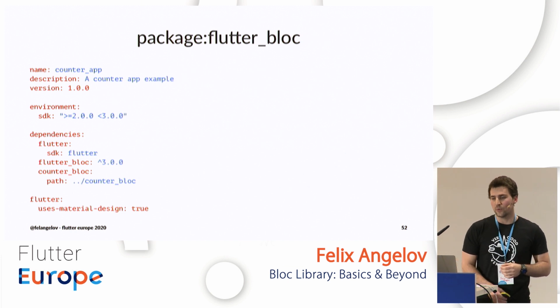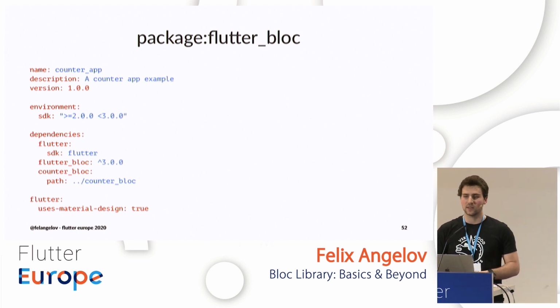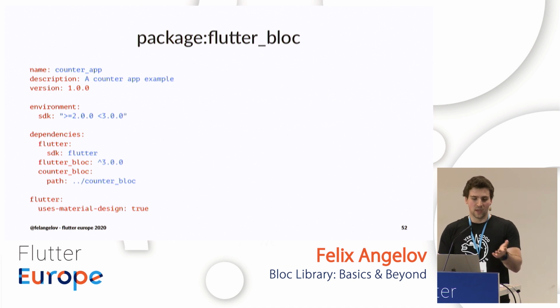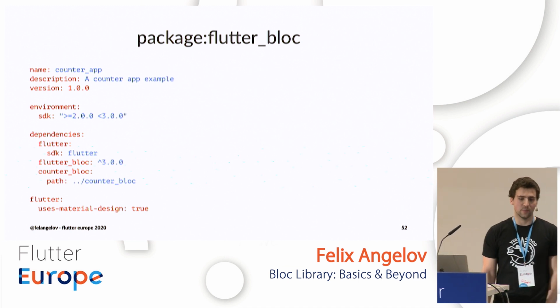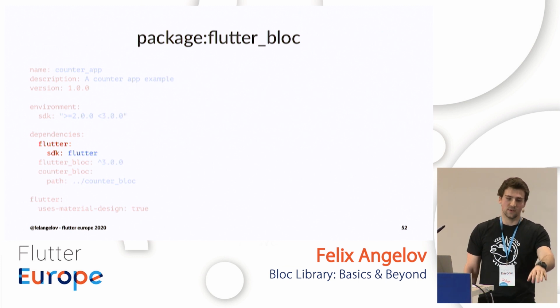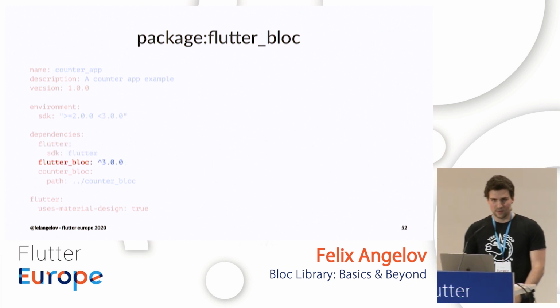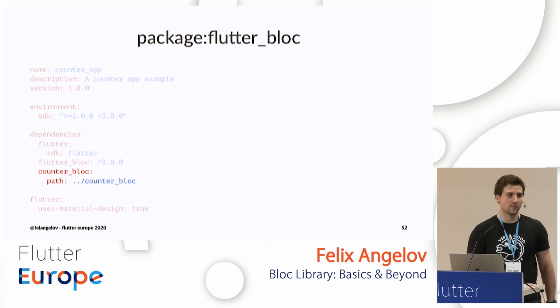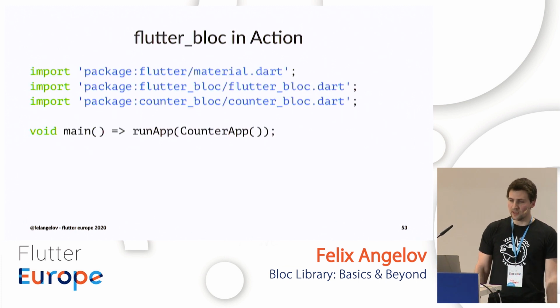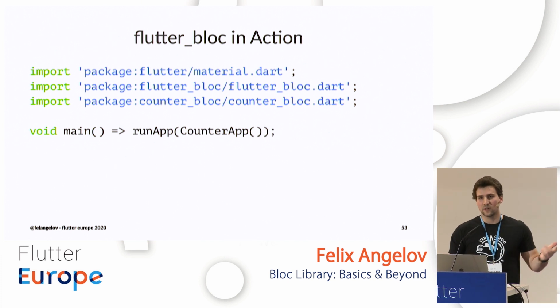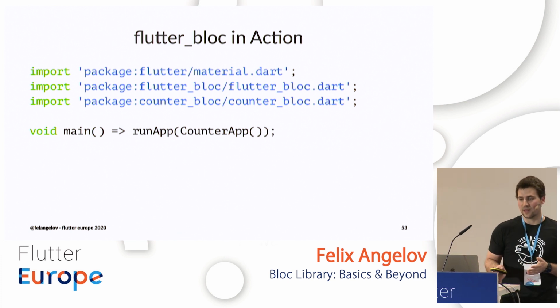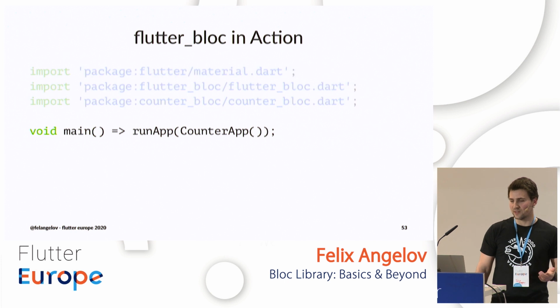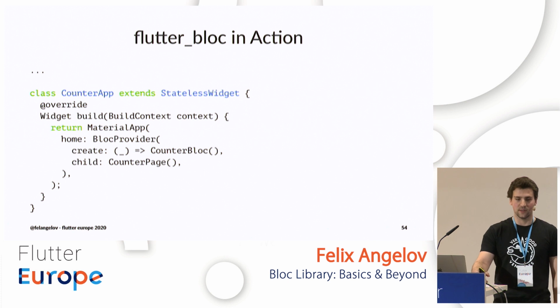So it provides handy widgets that help listen to changes in blocs and access blocs. So if we create a new Flutter application called Counter App, let's say, you'll see that this one actually does have a dependency on Flutter and has a dependency on Flutter Bloc, and we're pulling in our counter bloc as well that we just implemented. And we'll start off with just our main, which is pretty much the same as every main. We're going to use material for this case, but everything's interchangeable with Cupertino. And we have the Flutter Bloc and counter bloc imports that we're going to use in a second. But we're just going to call run app with our counter application and jump right in.